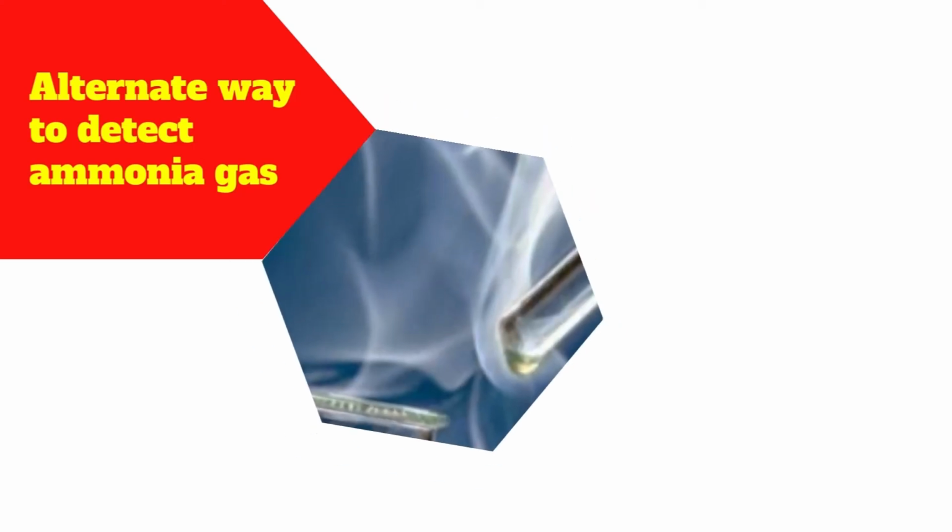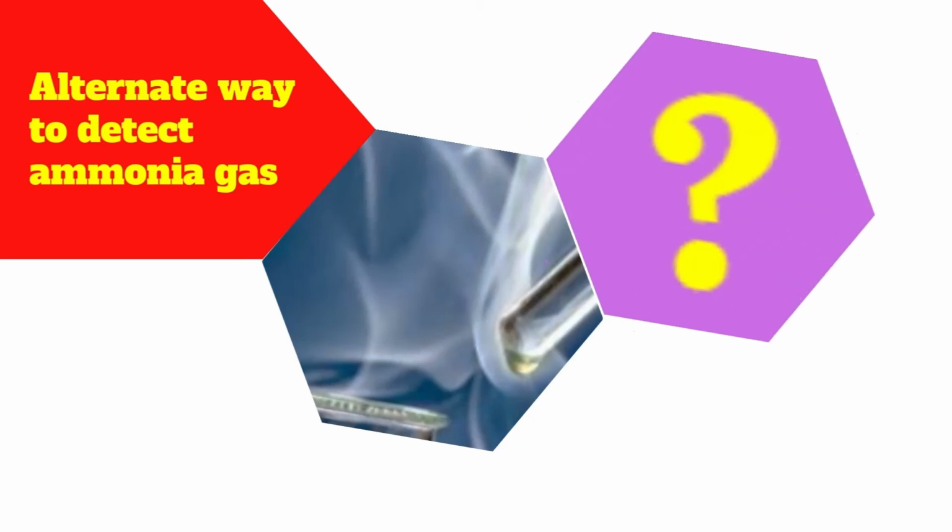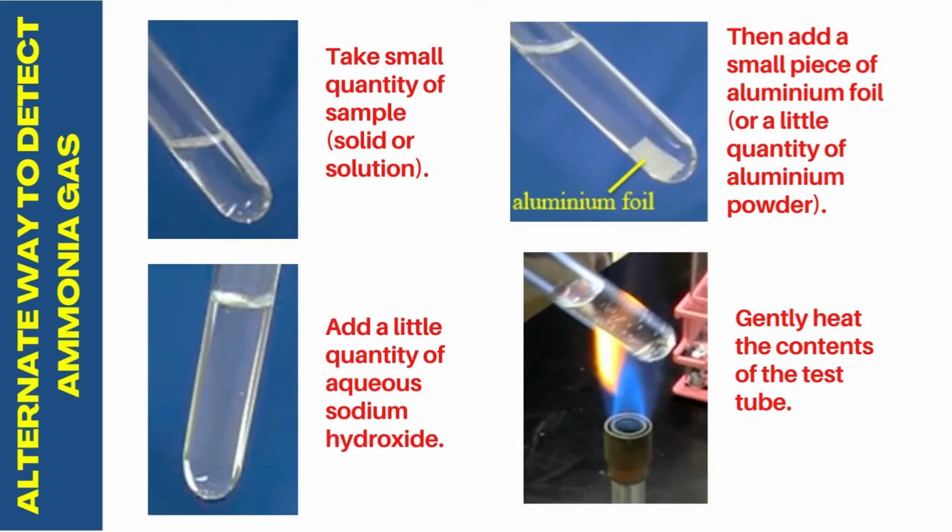You were already told that ammonia can be detected in two ways. One is with litmus paper, which we have already watched in this video, while the other is with hydrochloric acid that will be covered now. The first 4 steps describe synthesis of ammonia, which are already illustrated. Take a small quantity of sample, solid or solution. Add a little quantity of aqueous sodium hydroxide. Then add a small piece of aluminium foil, or a little quantity of aluminium powder. Gently heat the contents of the test tube.